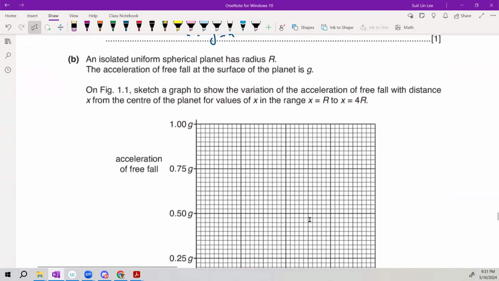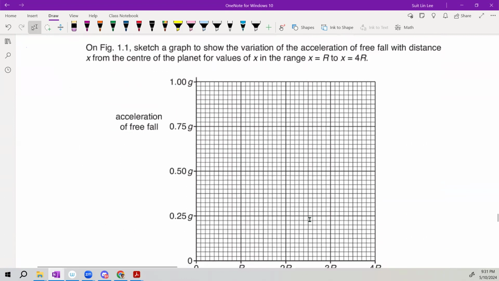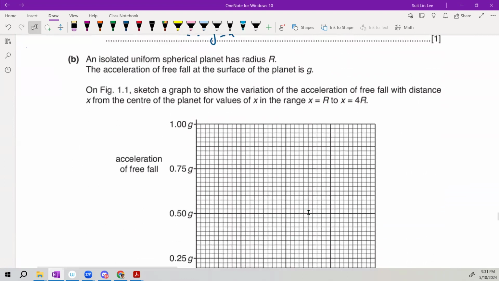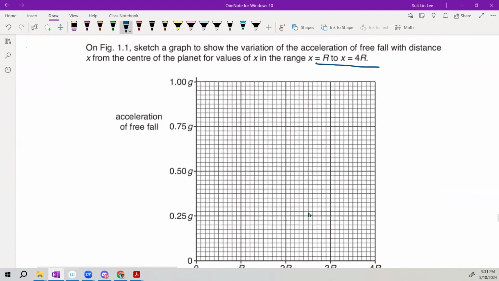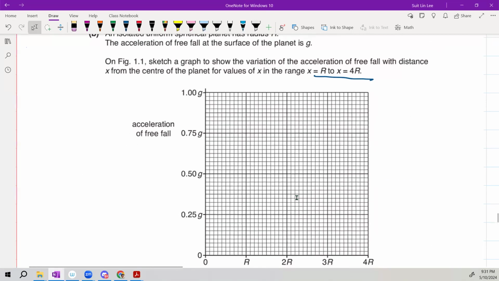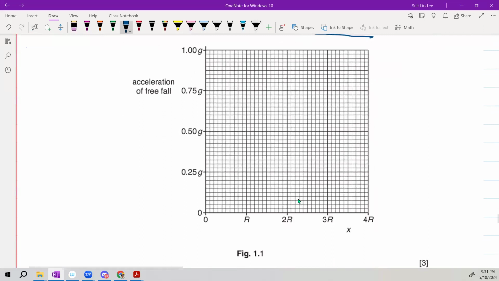Okay, part B. There's an isolated uniform sphere with a radius R. You're asked to sketch the graph from R to 4R. When I see this kind of graph, I'm very happy, because it's a very nice bonus 3 marks. At R, it is 1 g. So g is inversely proportional to R squared, from this equation, GM over R squared, where R is the distance from the center of the planet.